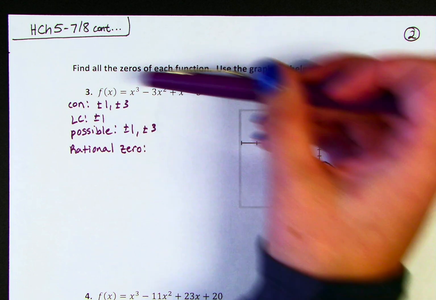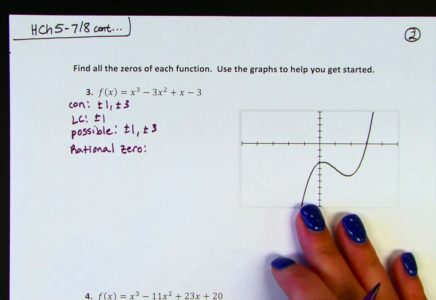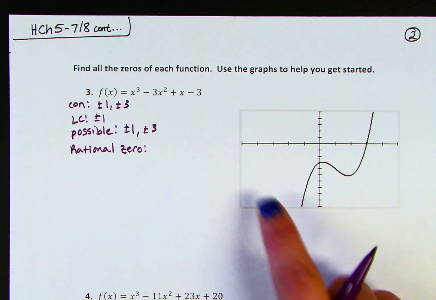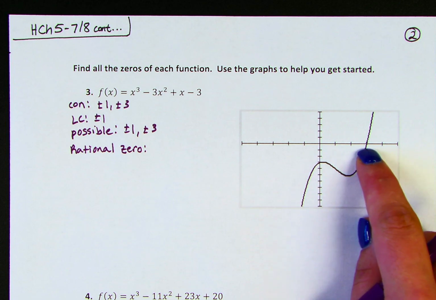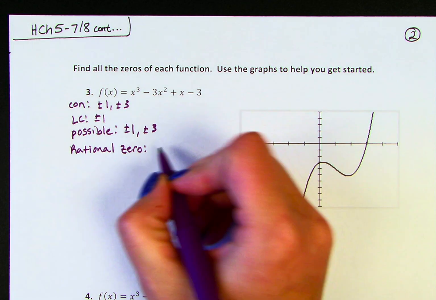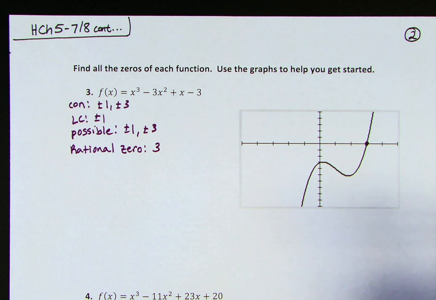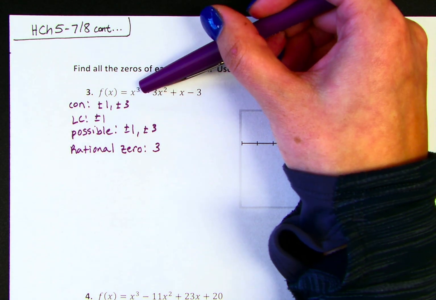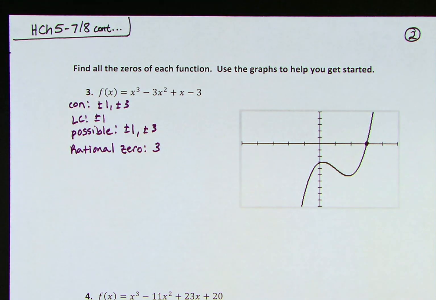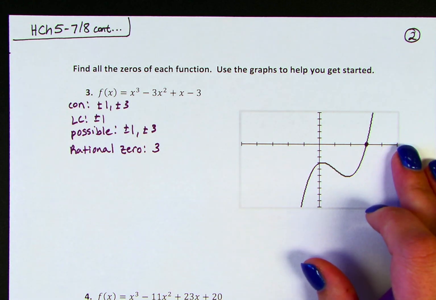So at this point, I would type this equation into my calculator, and that's what this picture represents. Okay, so as I'm looking at it, it's crossing at 3 here, which is on my list. So that means that my rational answer is going to be 3. So at this point, if I'm solving, I have found one of my 3 answers. Okay. So as I'm looking at this picture, because it doesn't cross anywhere else on the x-axis, that tells me that my answers have to be imaginary.